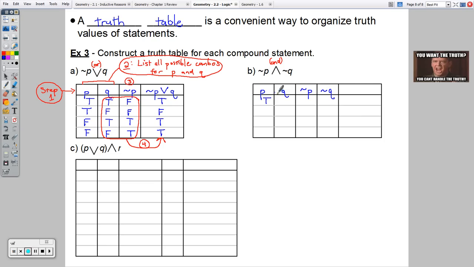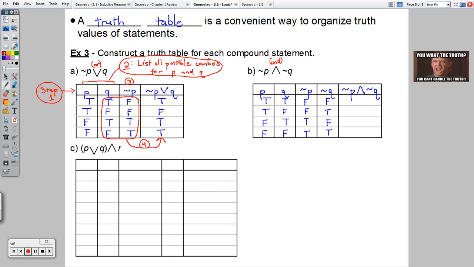So I've got 4 combinations when I have 2 statements. I've got true, true, I've got true, false, I've got false, true, and I've got false, false. If you put those in a different order, that's okay, but you got to have all 4 combinations listed. And then from there, negate P and negate Q. So I'm going to take this column and do the opposite. False, false, true, true. And then this one becomes false, true, false, true. And now we are looking at P and not Q. So that's going to go in this last column, P and not Q.